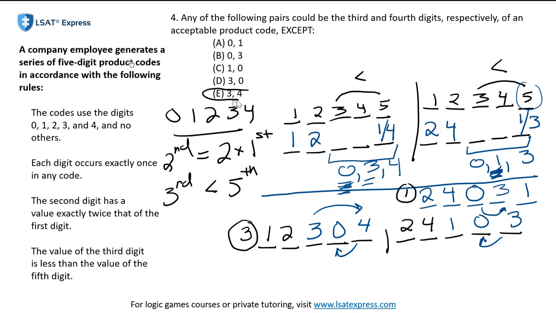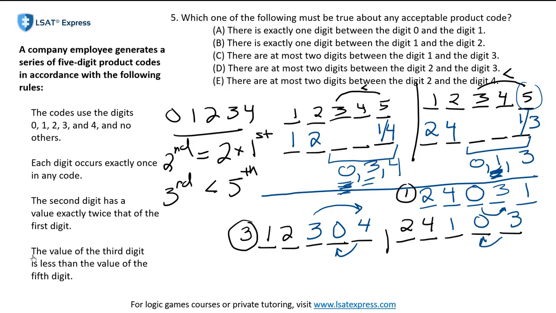The answer here, E as in echo. And let me switch colors. In scenario 1, could we have 3 and 4? We couldn't. What's the problem? Because that means the 5th number would have to be 1, and the 5th number has to be a bigger number than the 3rd number. So not possible in scenario 1. How about scenario 2? 3, 4. Well, we already know that's a big problem because 4 has already been placed. So answer E.